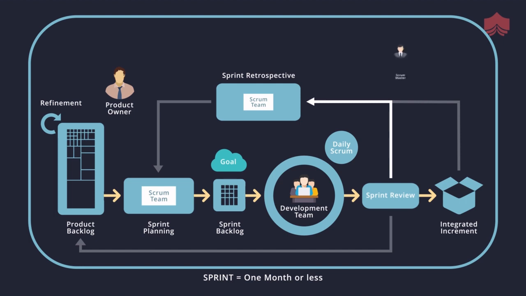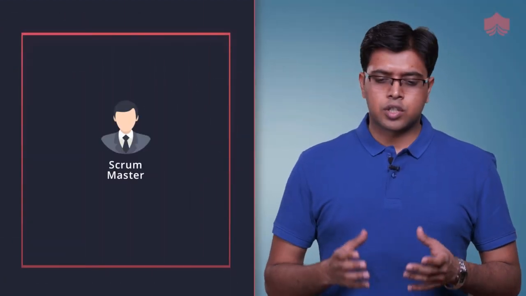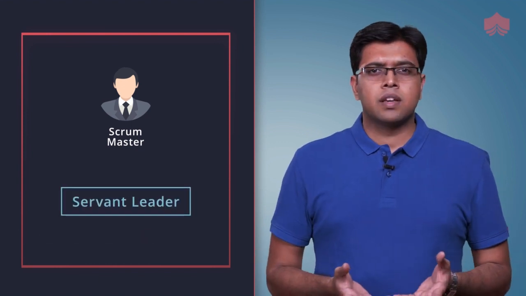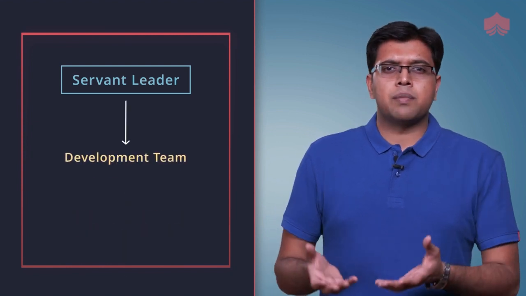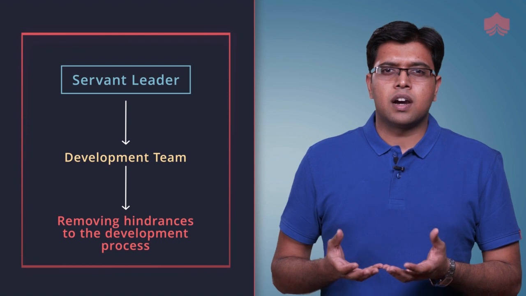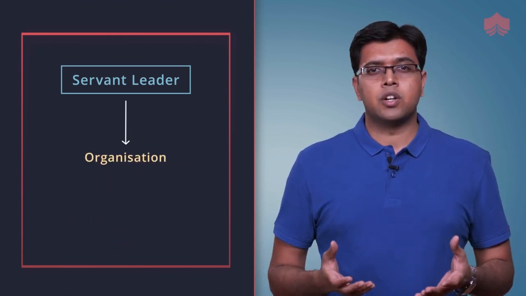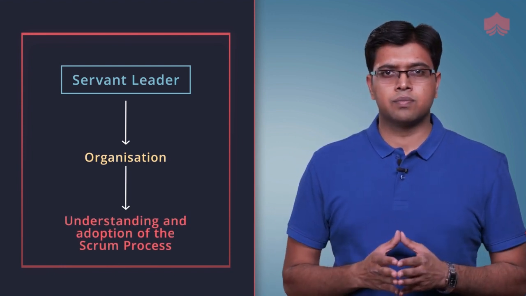important roles in Scrum called the Scrum Master. Now consider the Scrum Master as a modern manager. They are responsible for managing the project in a Scrum way, and they are servant leaders. They serve the product owner by helping them with effective backlog management. They serve the development team by removing impediments that are in the way of their development process. At the same time, they serve the organization to understand Scrum as a process and adoption of that Scrum process within the organization. Together, these immutable rules, events, artifacts, and all the roles form what we call the Scrum Framework.